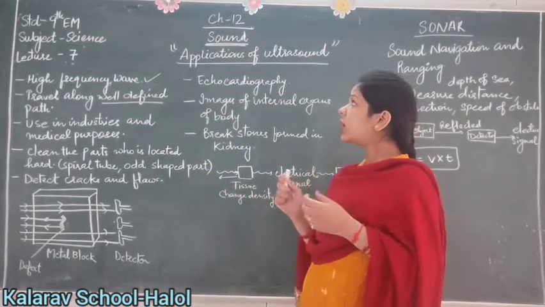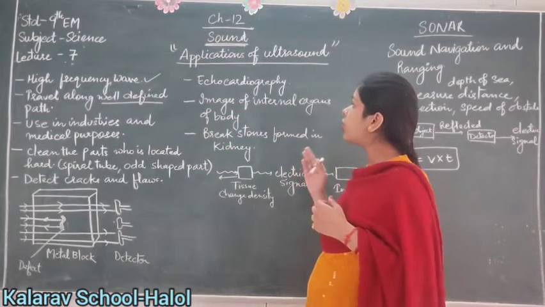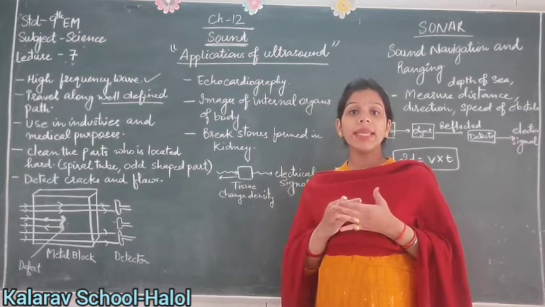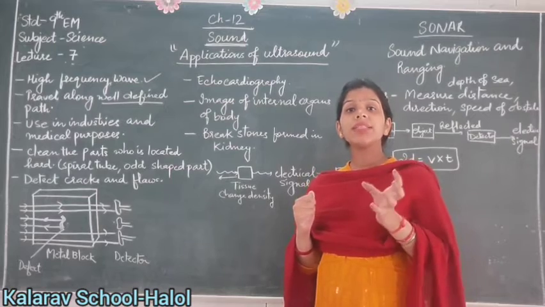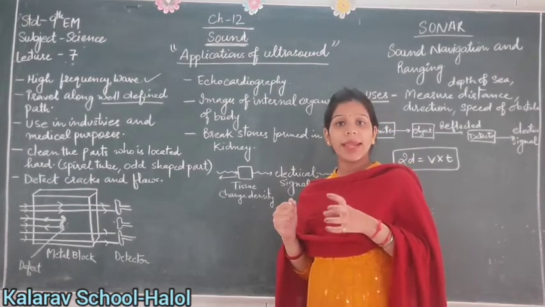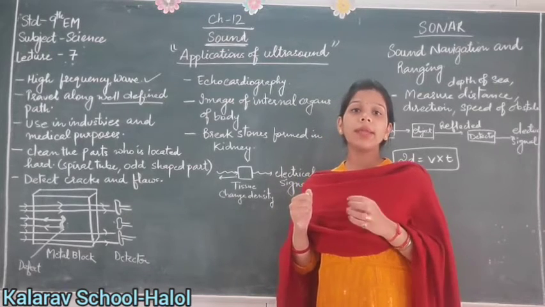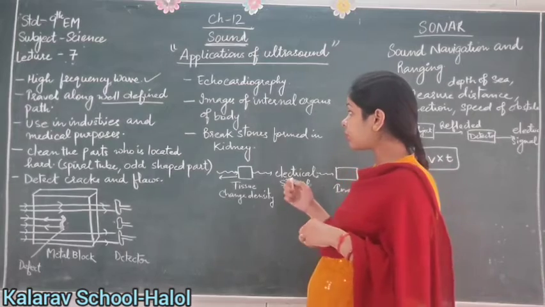Next, ultrasonic waves are also used to find images of internal organs of the body, like the kidney, liver, lungs, and heart. If there is any defect or abnormality in the internal organs of the body, it can be detected with the help of ultrasonic sound waves.